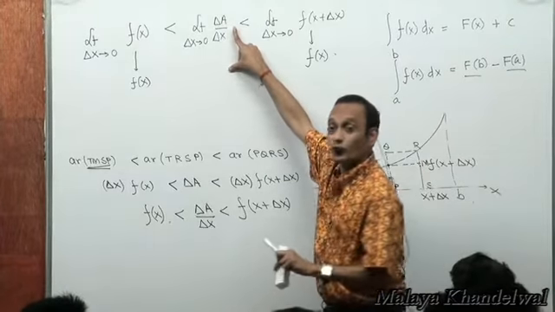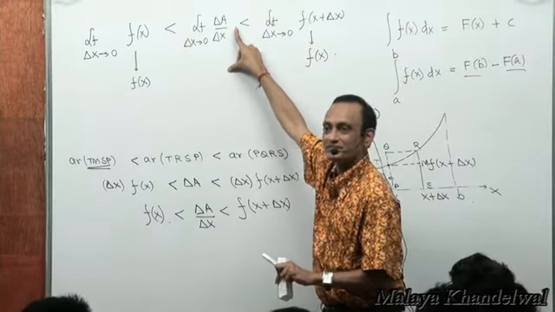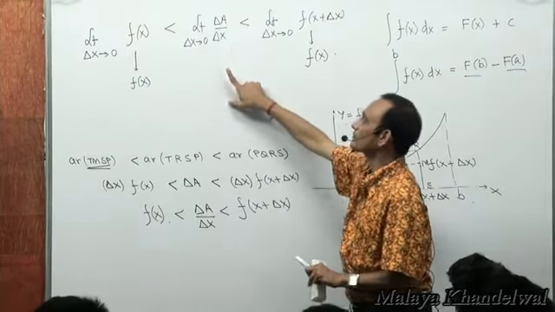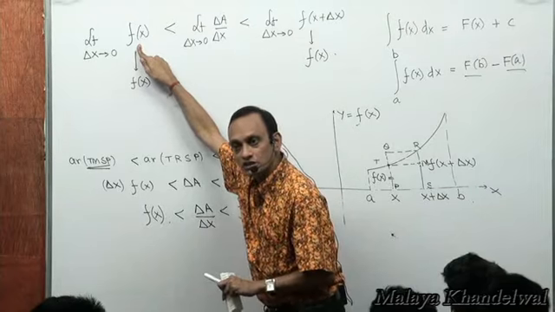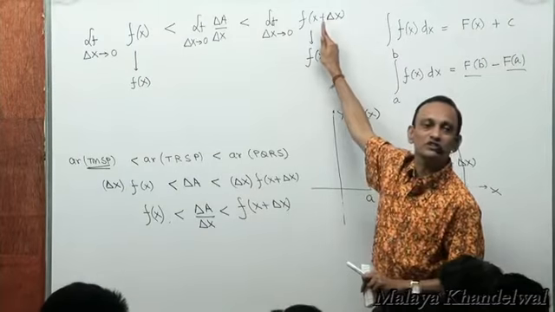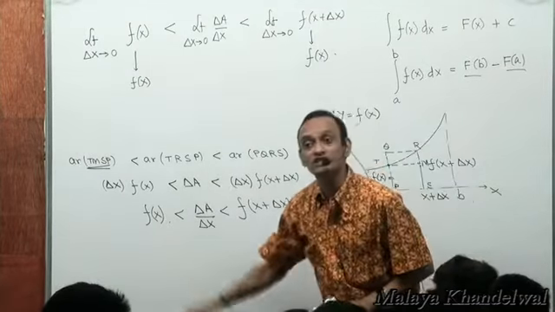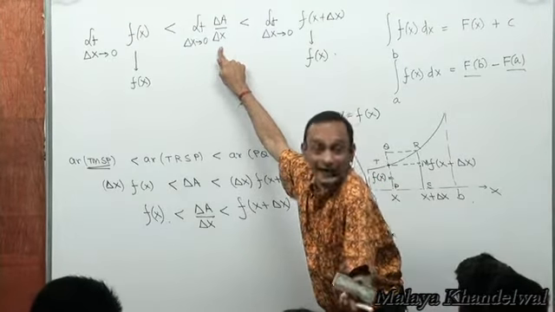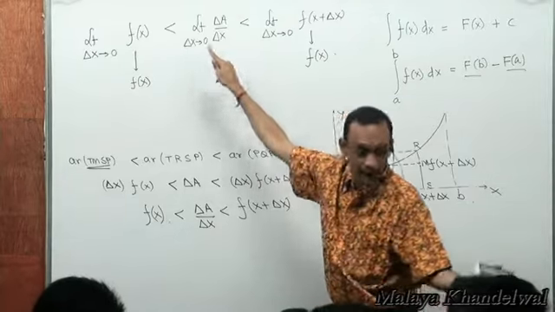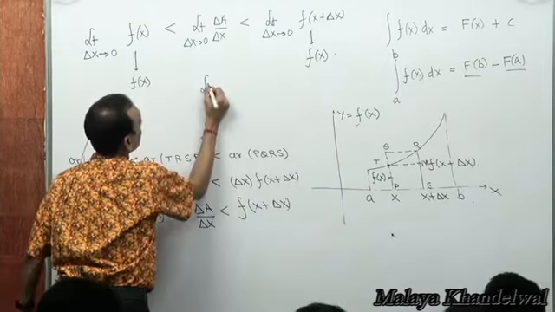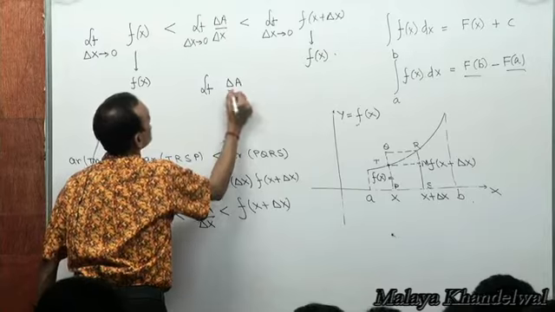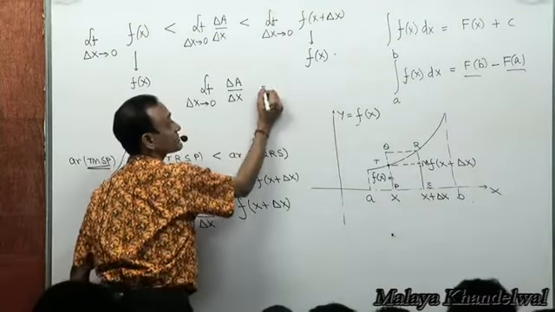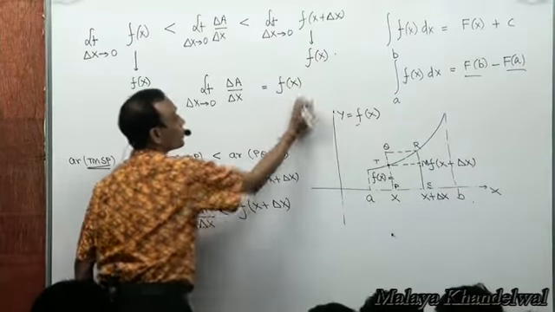Now look at the sandwich theorem. The limit of delta A by delta x as delta x tends to 0: this lower bound function tends to f(x), the upper bound function also tends to f(x). Then from sandwich theorem considerations, this will also tend to f(x). That means this limit must therefore be f(x). So the limit of delta A by delta x as delta x tends to 0 is f(x). Yes or no?